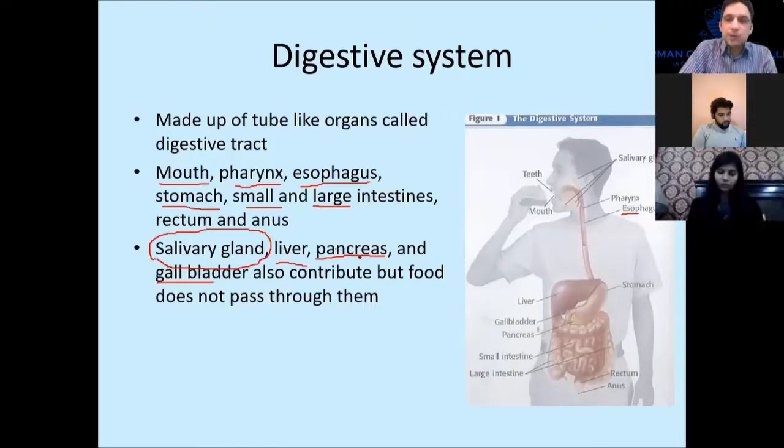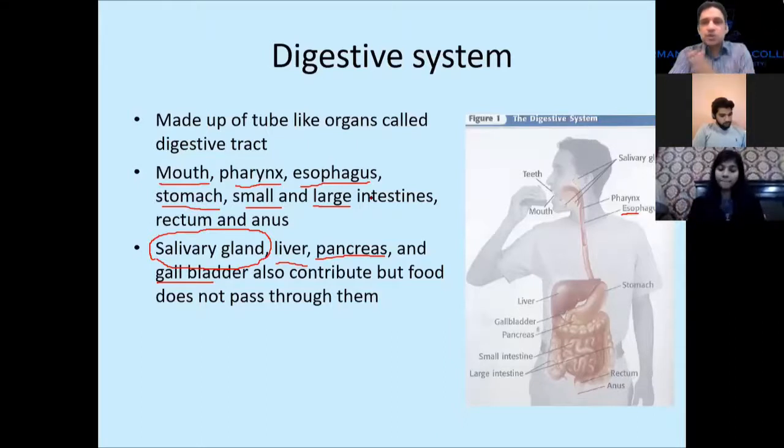The pancreas produces another chemical. Actually, those chemicals are a mixture of enzymes which are responsible for the breakdown of the components of food. If the food is made up of protein, the enzyme will convert those proteins into simpler ones, into amino acids. If the food is made up of carbohydrate, those enzymes will convert them into sugar, as I told you earlier.